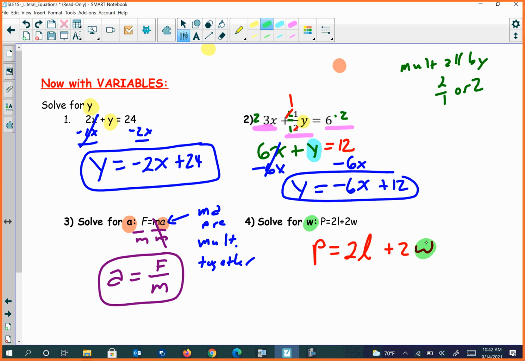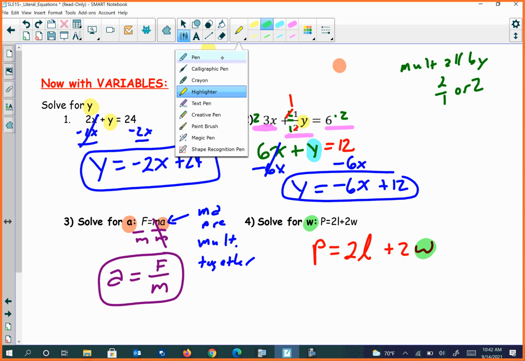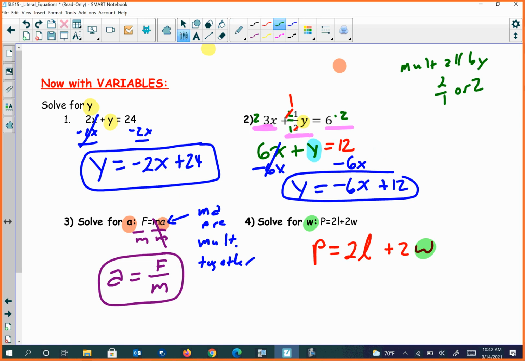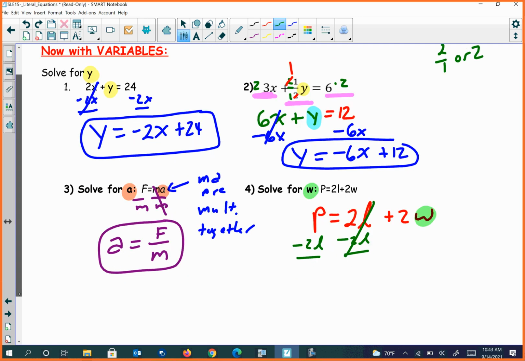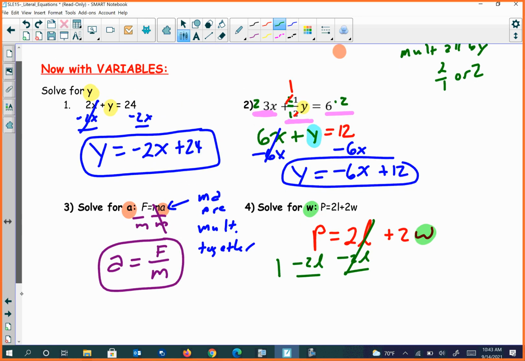Thoughts? Ooh, someone said subtract 2L. Is that right? Heard a second on it? Third? Why would we subtract 2L? How do you know to subtract it? Yeah, it's a positive. There's not a sign in front of it. So in math, that means it's got to be positive. So I'm going to subtract 2L. Those are gone now. P subtract 2L.